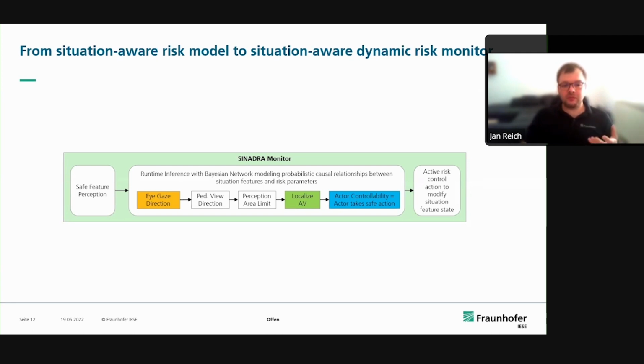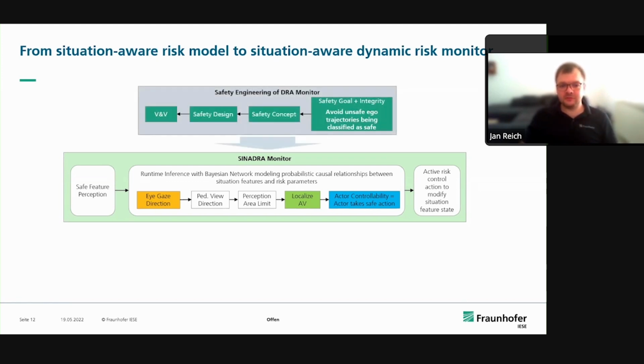And at runtime, we also need a component that performs the perception of our situation features so that they can be fed into the Bayesian network for performing a runtime inference. And on the right side, the outcome of this risk inference is used by a component to plan how we can control or modify the risk in case it is too high, or what we can do to relax our behavior and still drive, even though we have had a freezing robot stop, for instance.